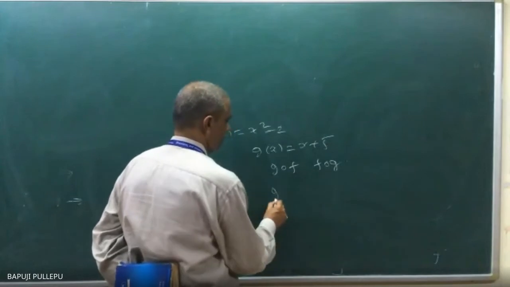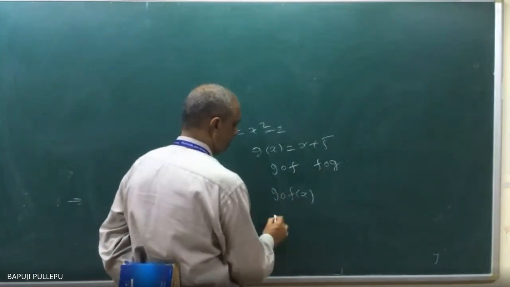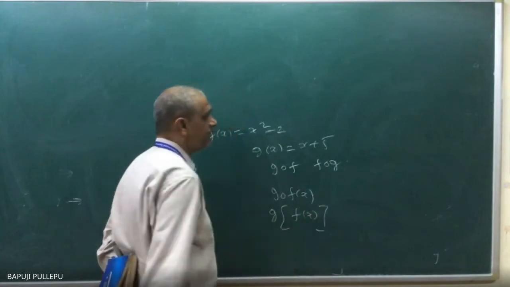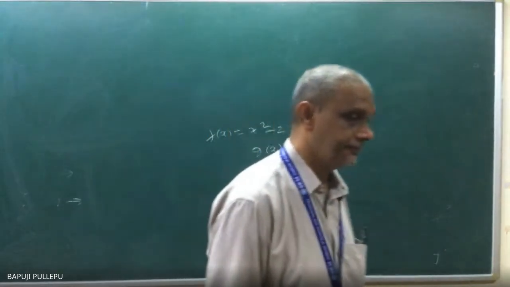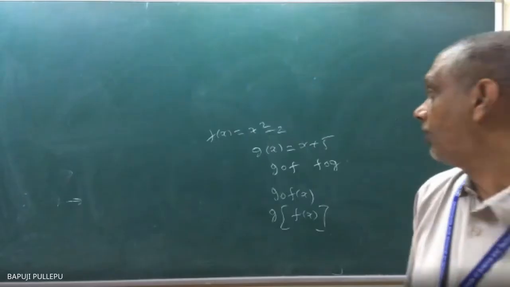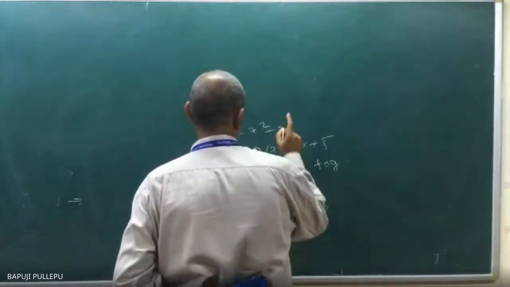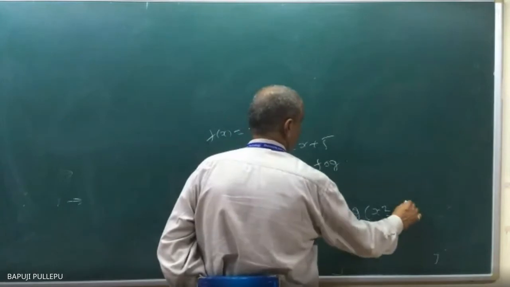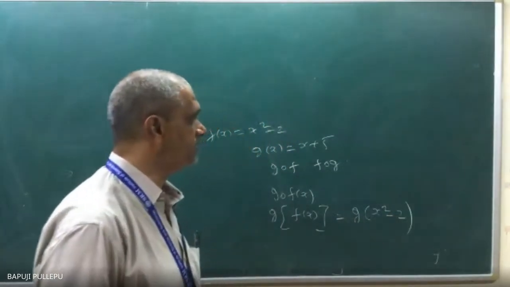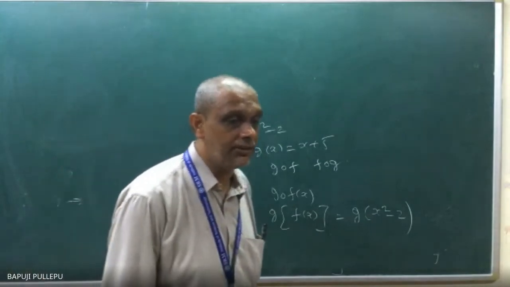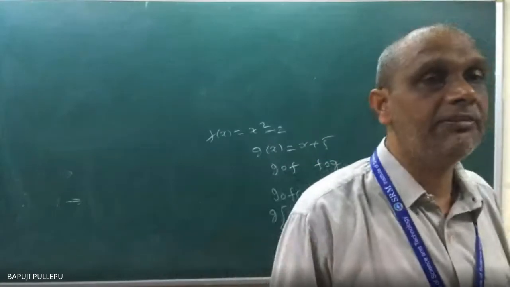First, g of f of x means how can I break g f of x? What is my f of x here? X square minus 2. So f of x is equal to x square minus 2. So this is equal to g of x square minus 2. Suppose g of x is equal to x plus 5, then g of x square minus 2 is x square minus 2 plus 5. Where I am having my x, I will substitute it.